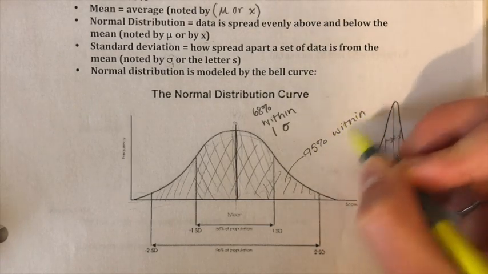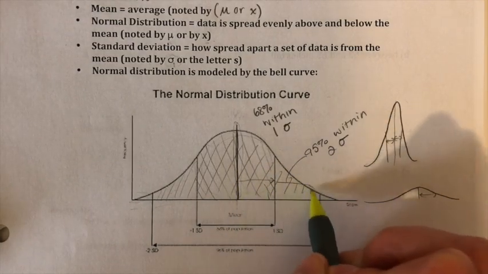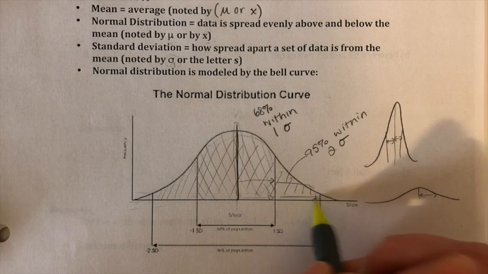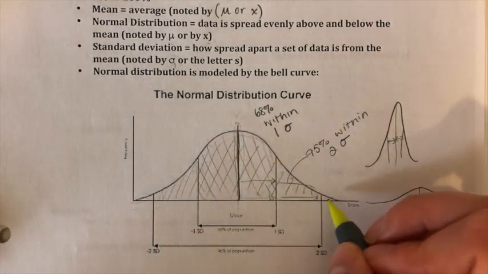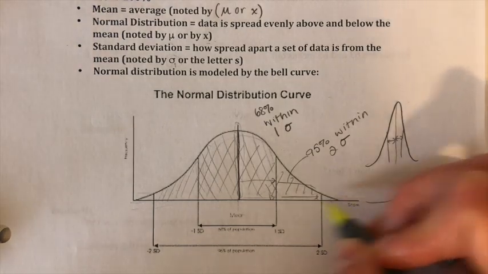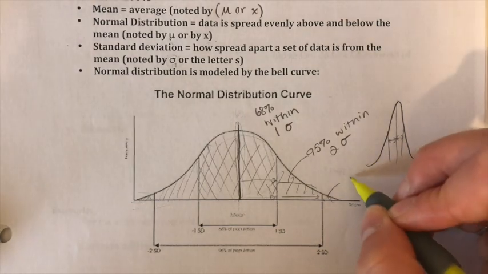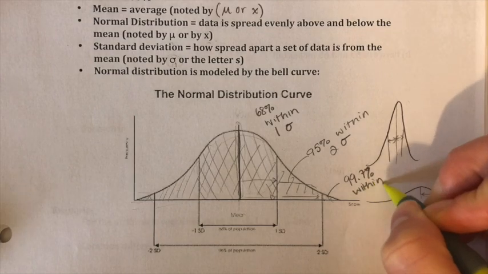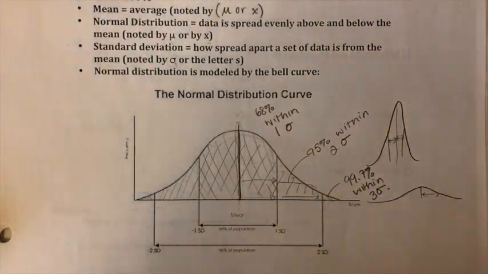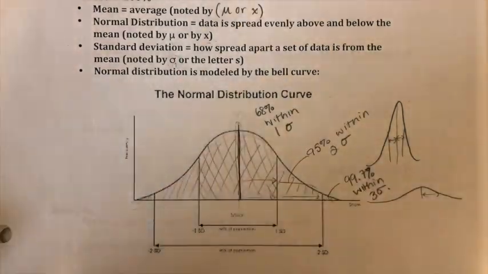Then 95% of the population is going to exist within 2 standard deviations from the mean. I drew that weirdly. That's 95% of the population, so this is 5% on the outliers. If you did a third standard deviation, 99.7% are going to be within 3 standard deviations, so 0.3% of the population would be outside of 3 standard deviations. Okay, so that's the normal distribution curve.